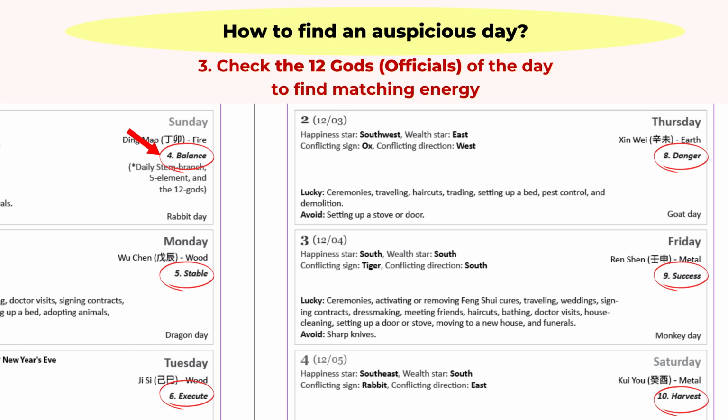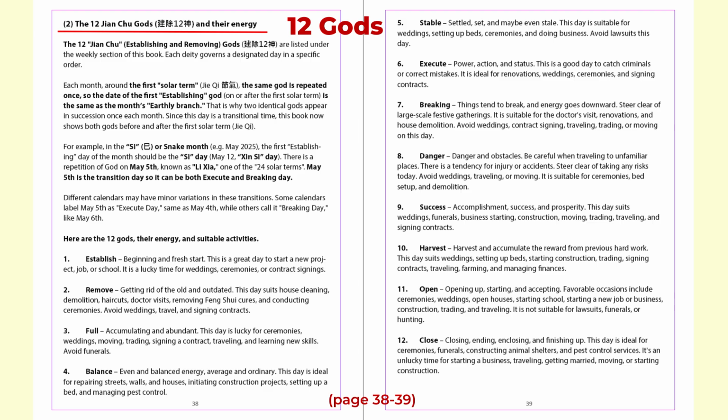There are 12 gods, each one governs one day and is in a certain order. And we try to find the energy that matches your activity or event. Here is a list of the 12 gods, starting from the first one, Establish, second one, Remove, then Full, Balance, Stable, Execute, Breaking, Danger, Success, Harvest, Open, and Close.